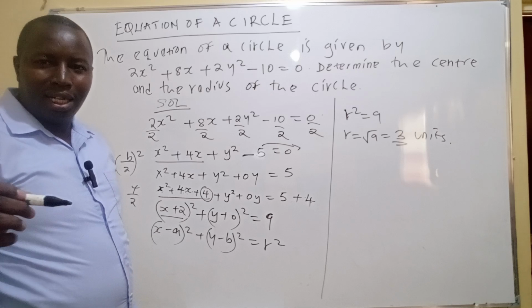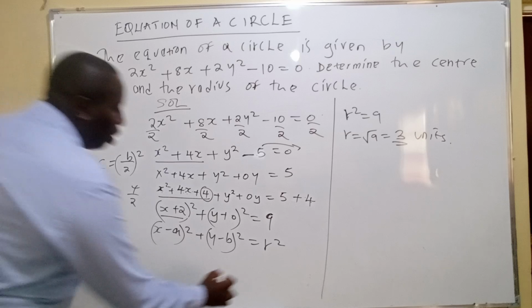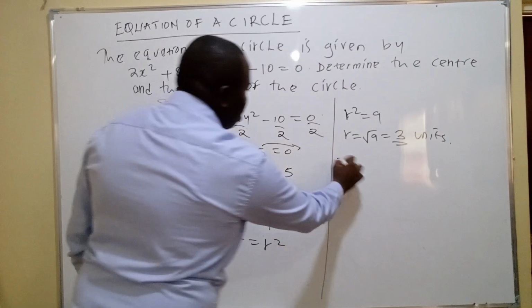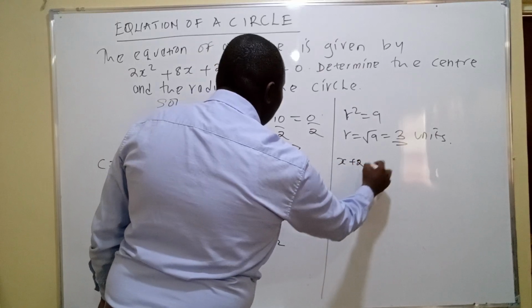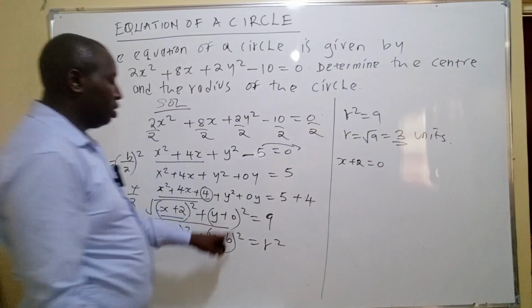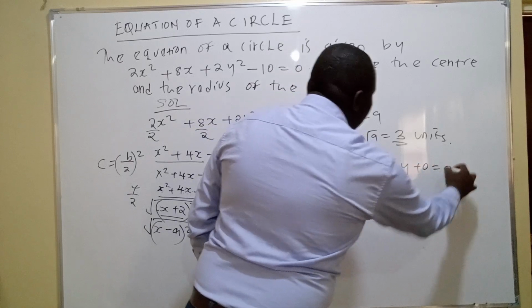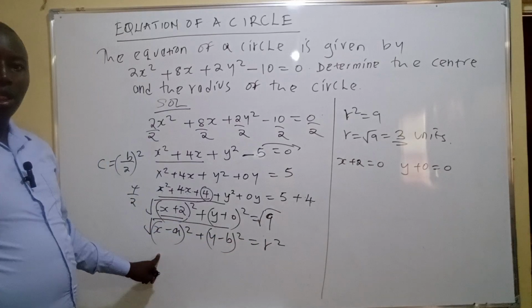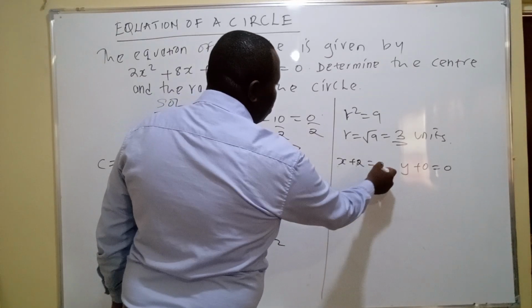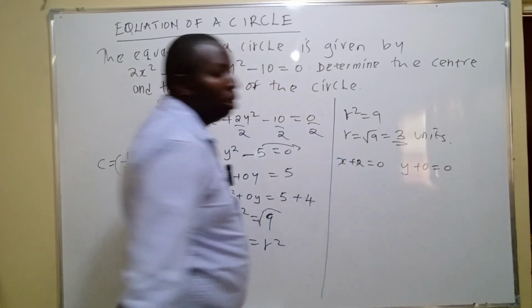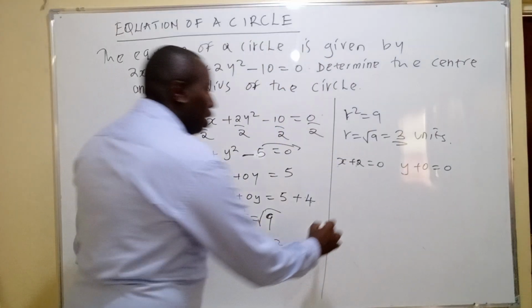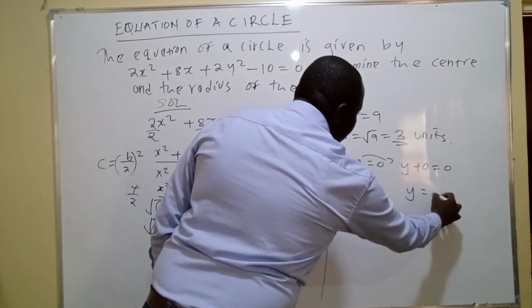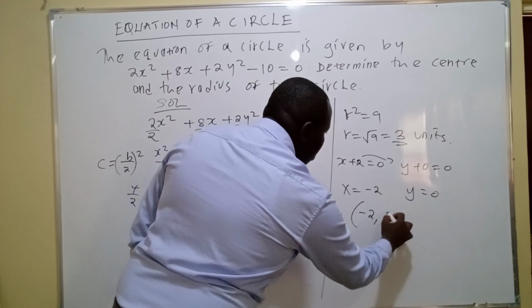Then, to find the center, because you have got the square root of this side, you also get the square root of the other side. You get x plus 2 equated to 0, and y plus 0 equals 0. You find the square root of r squared and the square root of the other side. So in this case, you get x plus 2 equals 0 and y plus 0 equals 0. Now find the value of x. When you take this 2 to the other side, it becomes negative 2, and the y remains as 0. So your center is negative 2, 0.